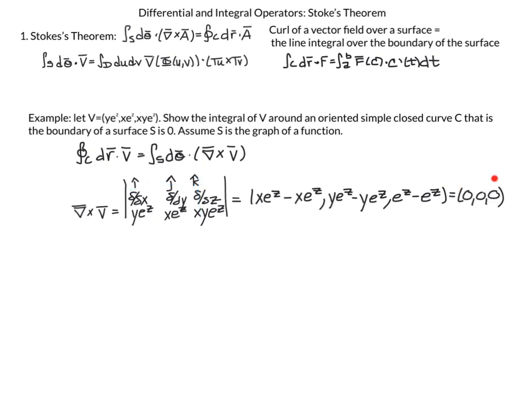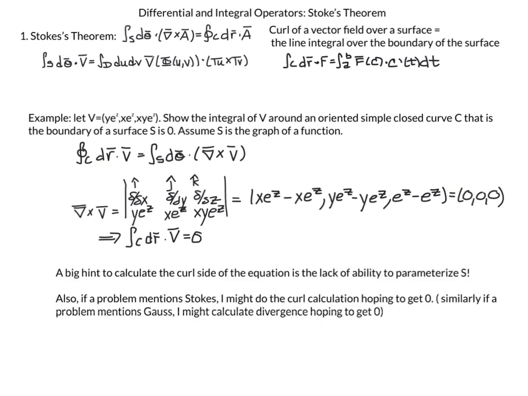And what you see is my curl is equal to 0, 0, 0, which then means this side of the equation is equal to 0, which means that the right-hand side is equal to 0. That is, the line integral of the vector field over c is equal to 0. And a couple of comments. One, the reason why I chose the curl, and a big hint to choose the curl side of Stokes' theorem, is that in here there's not enough information to parameterize your surface, so it'd be really hard to do the surface integral.